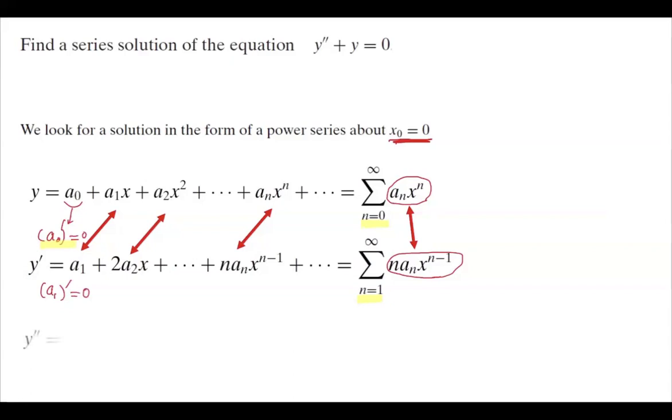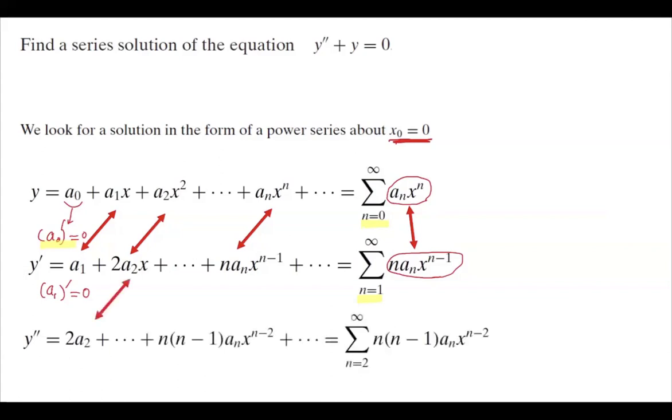So if you take the second derivative, you get 2 a2 plus the derivative of the rest of the terms, and the derivative of the general term is n times n minus 1, a_n x to the power n minus 2, plus the rest of the derivatives. In more general form, you get the summation of n times n minus 1, a_n x to the power n minus 2. And again, please pay attention here: since your very first term disappeared, you're starting your power series at 2 now.